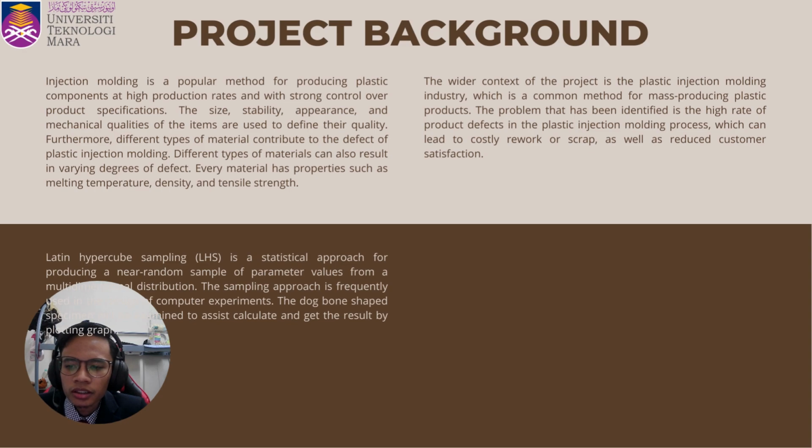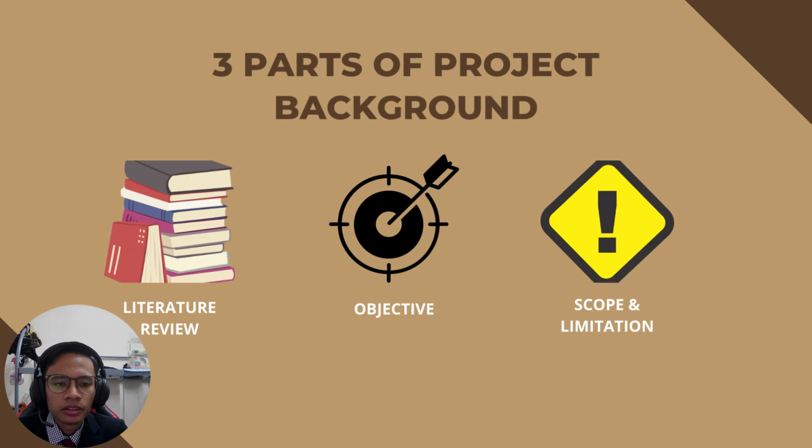So for Latin hypercube sampling, it is a statistical approach for producing a near-random sample of parameter values from a multidimensional distribution. The sampling approach is frequently used in the design of computer experiments. The dog bone shaped specimen will be examined to help calculate and get the result by plotting a graph. So next, there are three parts of project background, which are literature review, objective, scope and limitation.